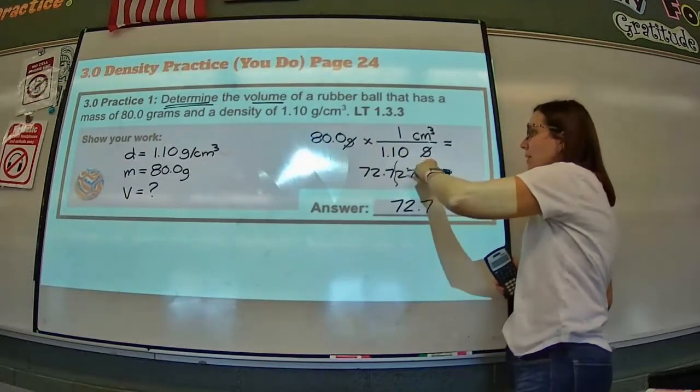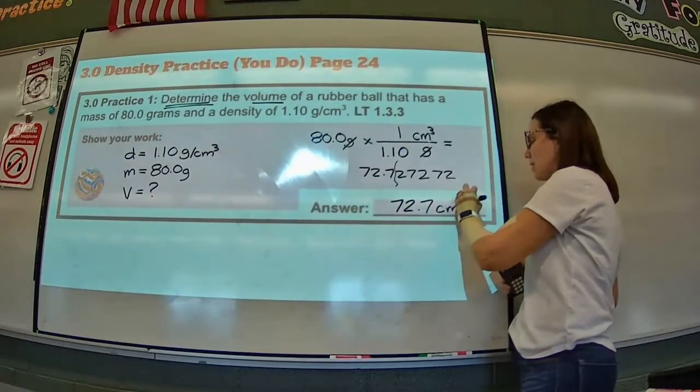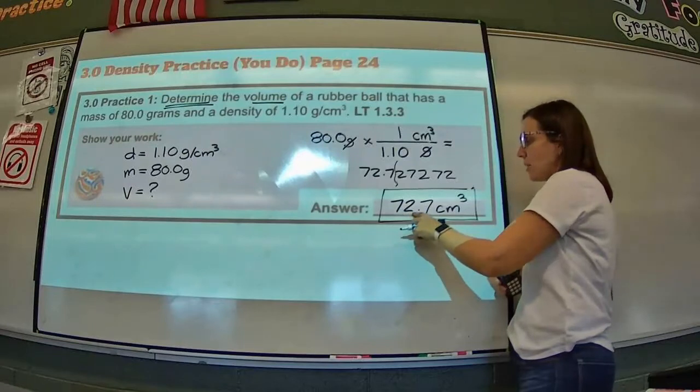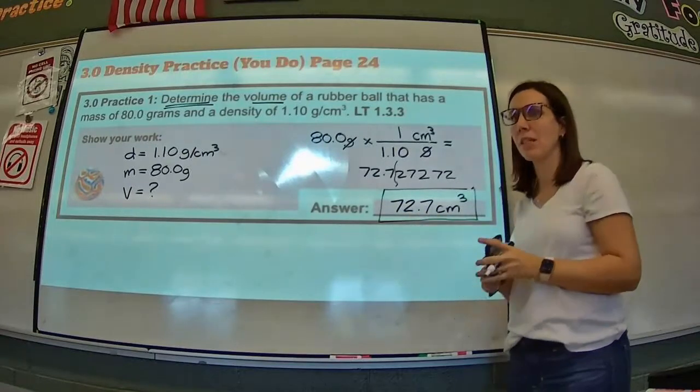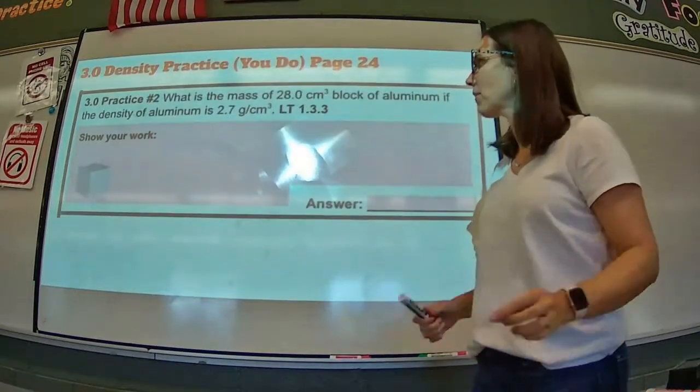And then my units, my grams went away, so I'm left with just my cubic centimeters. So the volume is equal to 72.7 cubic centimeters. So that's problem number 1. All right, so now we're going to do problem number 2.